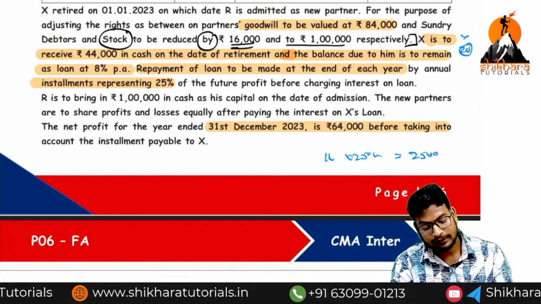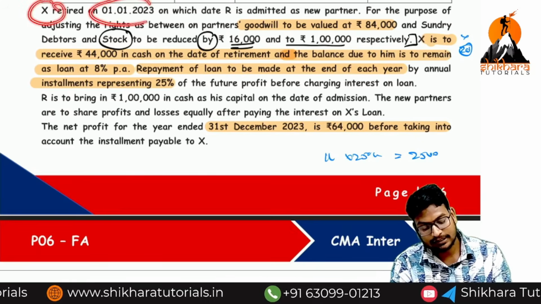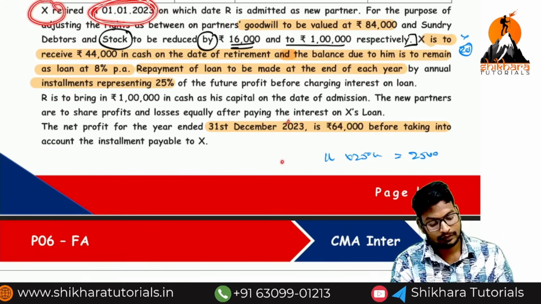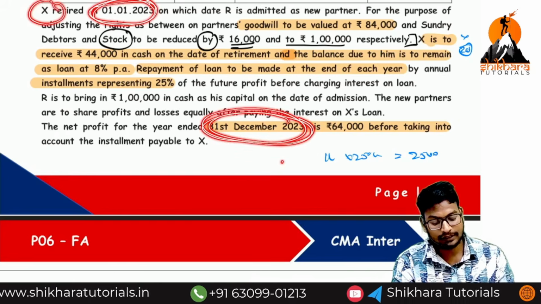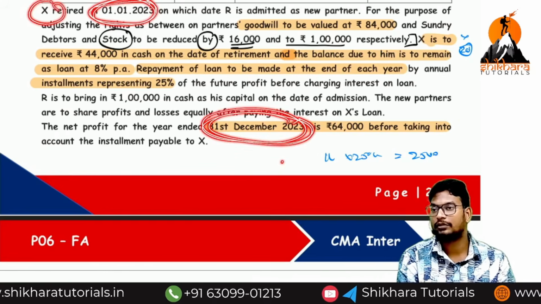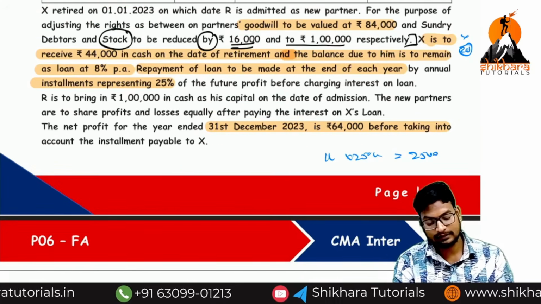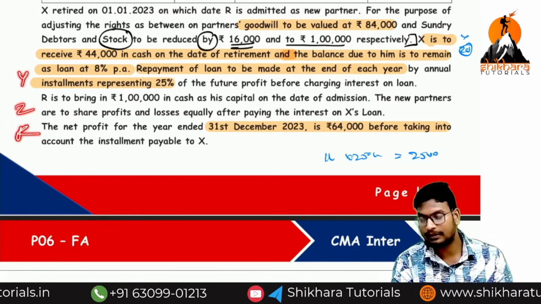Here, see the question carefully. Already Y has written on which date? 1/1/2023. Now we are at which date? 31st December 2023. That means X will be there? No. The new partner will be there. Who is the new partner? R. That means Y, Z and R will be available.